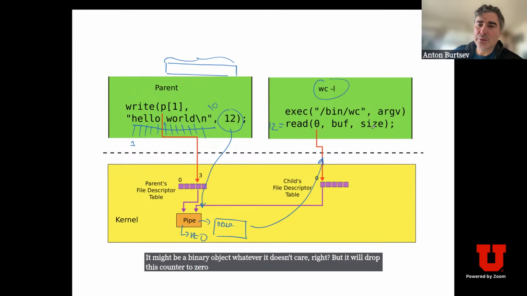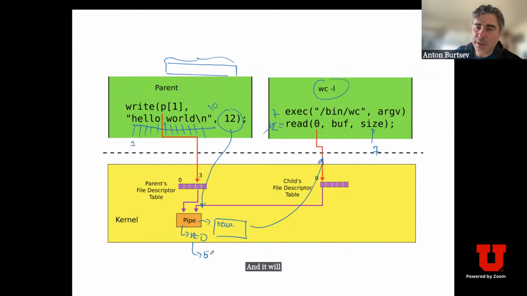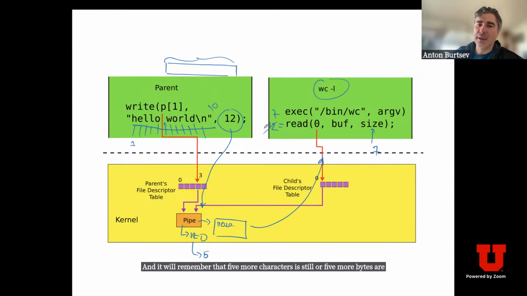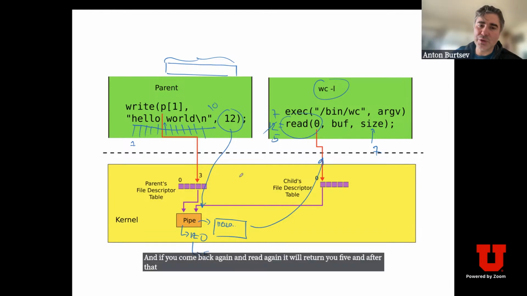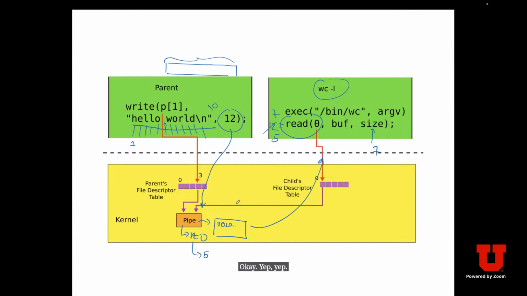If you're trying to read less than 12, let's say 7, it will give you 7 because 12 are available, and it will remember that 5 more bytes are still in the buffer. If you come back and read again, it will return 5. And after that, the next time you read, it will return 0. At this point you know, okay, I'm done reading the pipe. Does it answer the question? Yep. Okay.